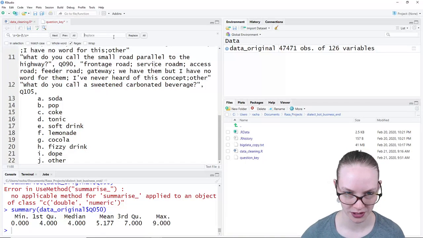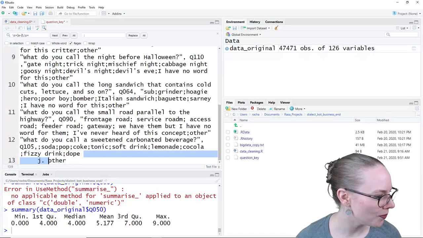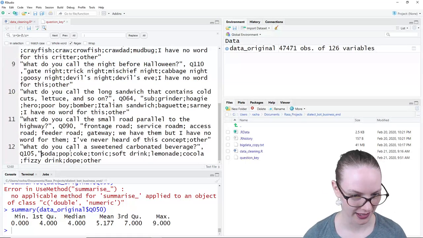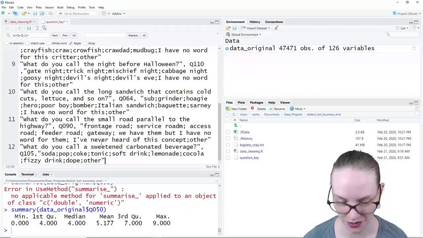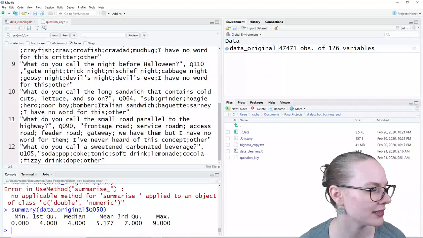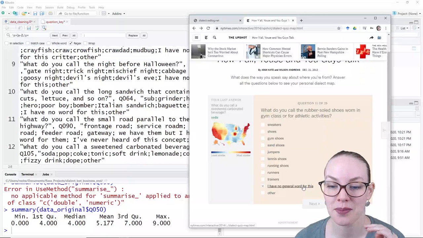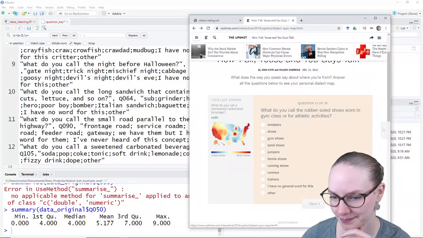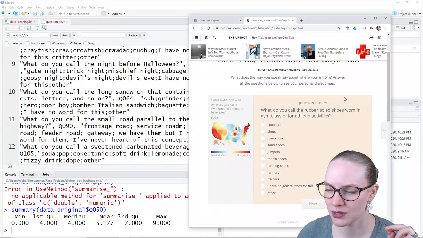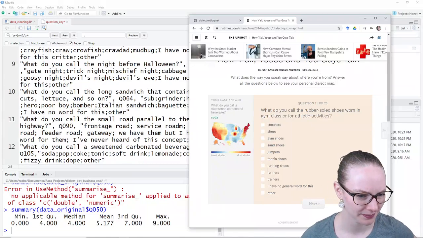And I did actually want to replace this with a colon. Dope? Nope. Yep, some people call it dope. I guess that makes sense. Dope is another word for Coke, and I believe when it was first marketed, Coca-Cola did in fact have cocaine in it. Make sure that is A to Z instead. So I guess that makes sense. All right, I'd probably say soda. A lot of people here in Seattle would say pop. So you can see it's a little bit lighter here. What do you call the rubber-soled shoes worn in gym class or for athletics activities? Probably tennis shoes. Yeah, I think that's what my mom calls them.